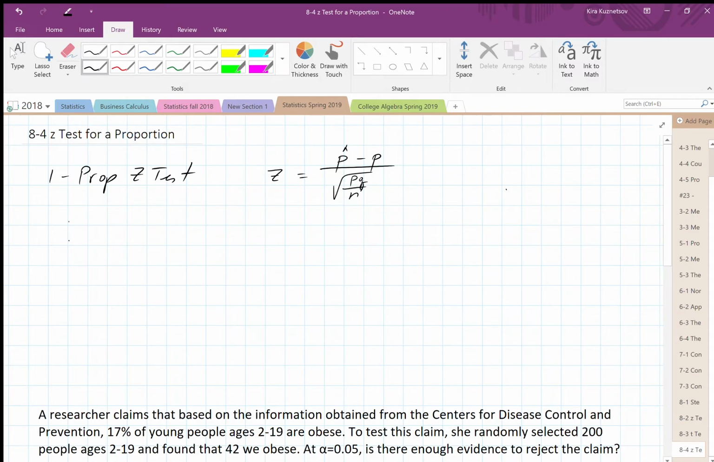The p hat is the x over n. It is a binomial setting, so I'm going to write down assumptions in a second. And p is the population proportion, n is the sample size. This is your test statistic.